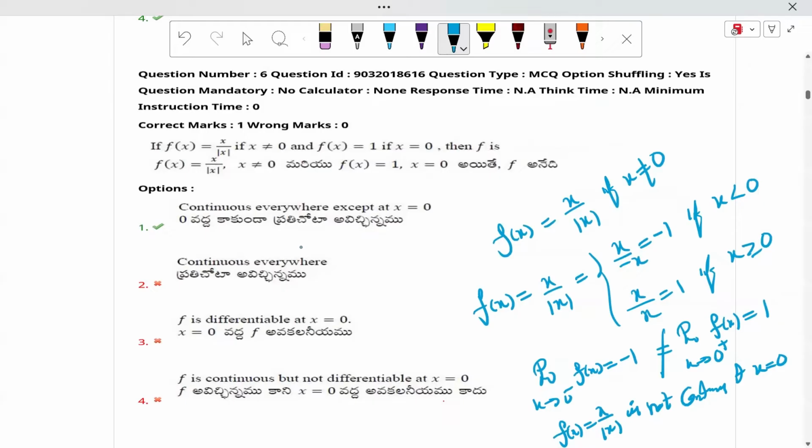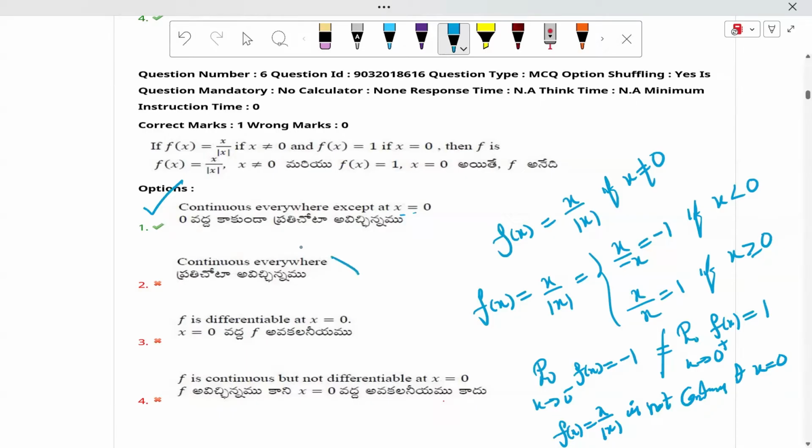దేర్ఫోర్ ఫంక్షన్ ఈజ్ కంటిన్యూస్ ఎవ్రీవేర్ ఎక్సెప్ట్ x equal to 0 బికాజ్ x equal to 0 వద్ద లెఫ్ట్ హ్యాండ్ లిమిట్ రైట్ హ్యాండ్ లిమిట్ బోత్ ఆర్ నాట్ ఈక్వల్ అవుతున్నాయి. సో ఫంక్షన్ ఈజ్ కంటిన్యూస్ ఎవ్రీవేర్ because it is the polynomial function, it is continuous everywhere except x equal to 0. It is the right answer.